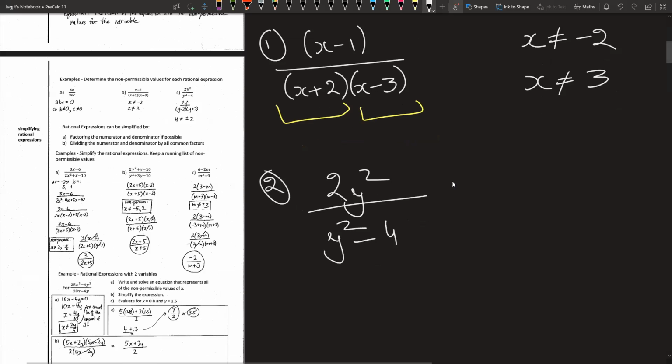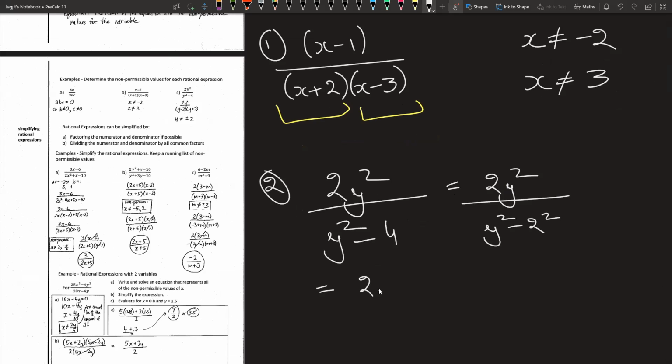Okay, guys, so let's have a look at this. What you would do is, you see the top will say as 2y squared. The bottom, y squared minus 4, can be written as y squared minus 2 squared. That resembles a difference of squares, right? That resembles the difference of squares formula. So y squared minus 2 squared will just be y plus 2 times y minus 2. So the first one is y plus 2.